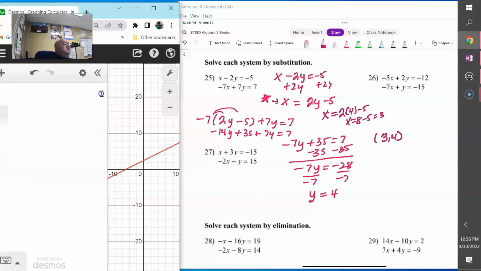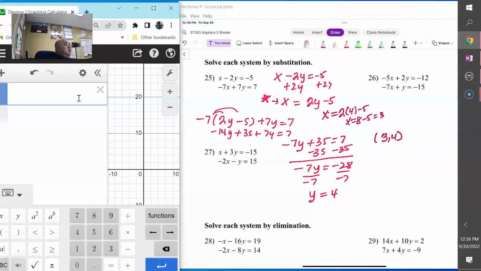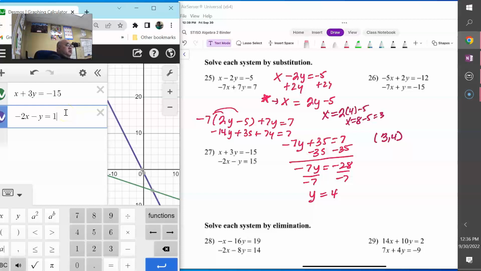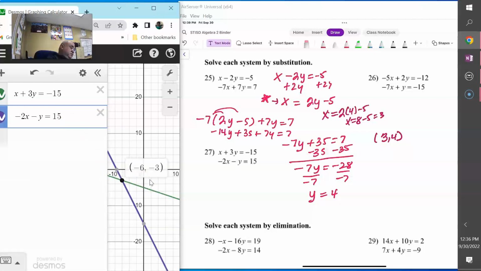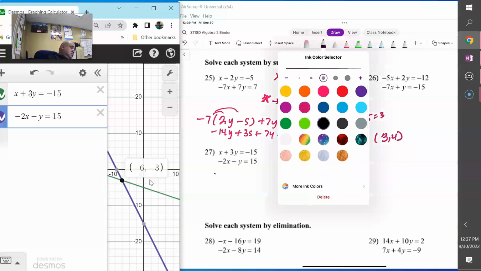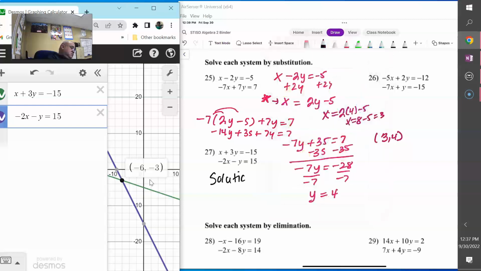27, I'm just going to use Desmos and show you. Type in x plus 3y equals negative 15, right? The other equation is negative 2x minus y equals 15. So the solution is negative 6, negative 3. That's where both of them intersect. Okay.